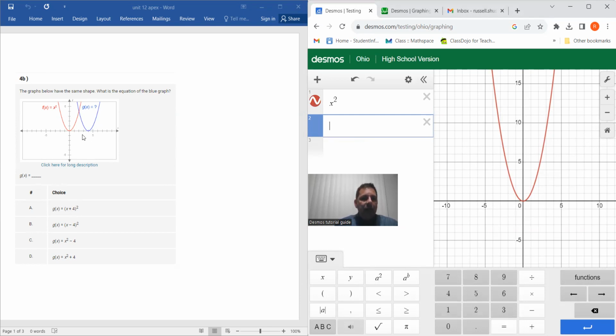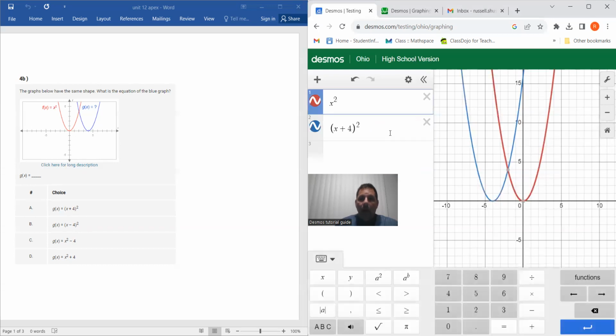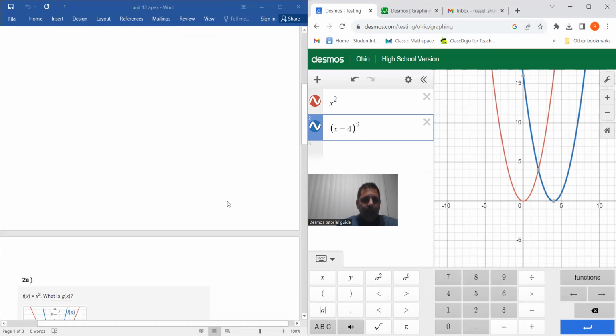All right, so now we want to see which one moves it over to the right 4 units. So we'll put the first choice in there. And we notice that adding 4 on the inside of the parentheses moved it to the left. That's not what I wanted. I wanted to go to the right. So let's jump in here and switch that to a minus. Now that makes sense. The red and the blue. And again, because I changed the colors to match what's on Apex, it really verifies for me that I have the correct choice, which is B.